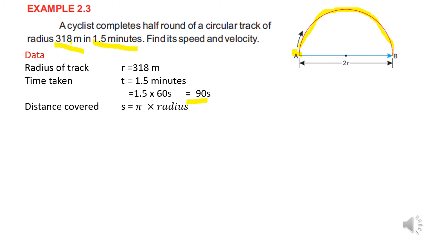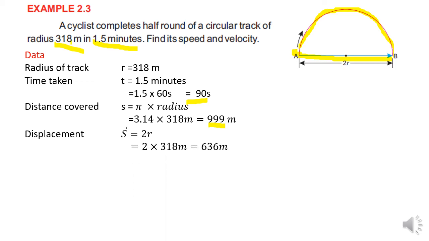The distance covered is π times radius. We know that the length of the circumference of a circle is 2π times radius. So it is a half circular track, and it will be π times radius. So it will be 999 meter. And the displacement is along the diameter of the circle, which is along the line AB, which is 2 times the radius. So it will be 636 meter.